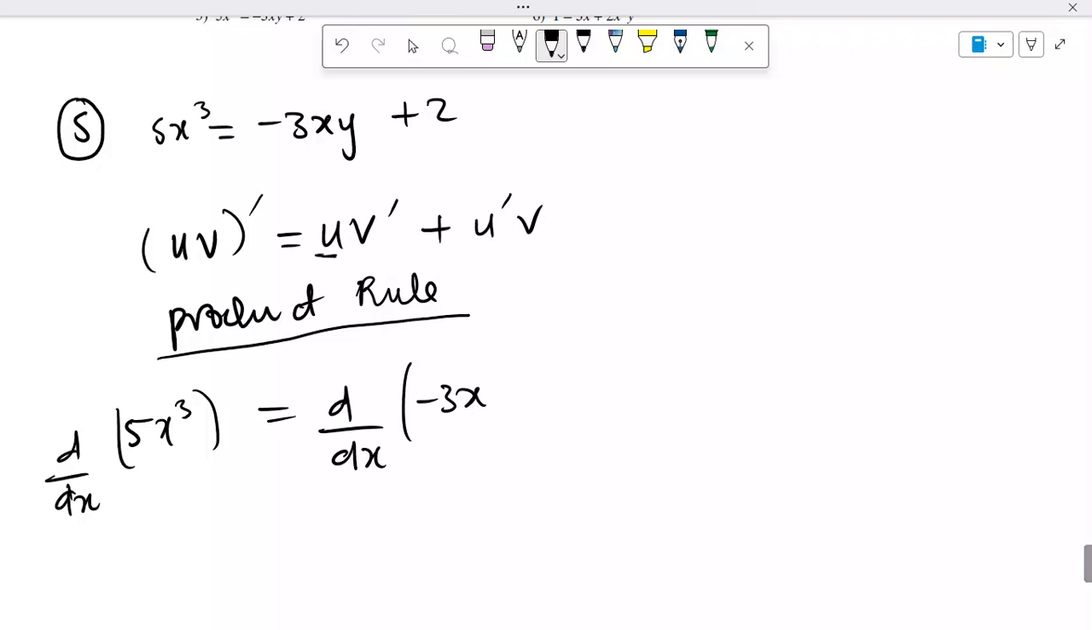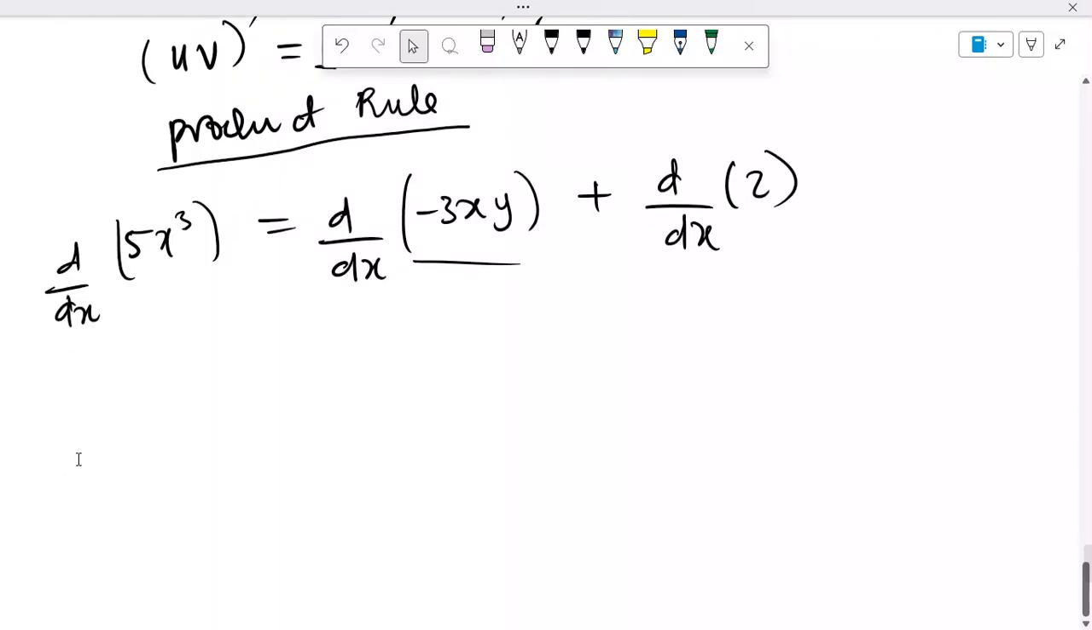negative 3xy plus d over dx 2. Okay, so first of all we need to solve this part. Let's solve this part first using the product rule. Okay, so let's just consider this part only.